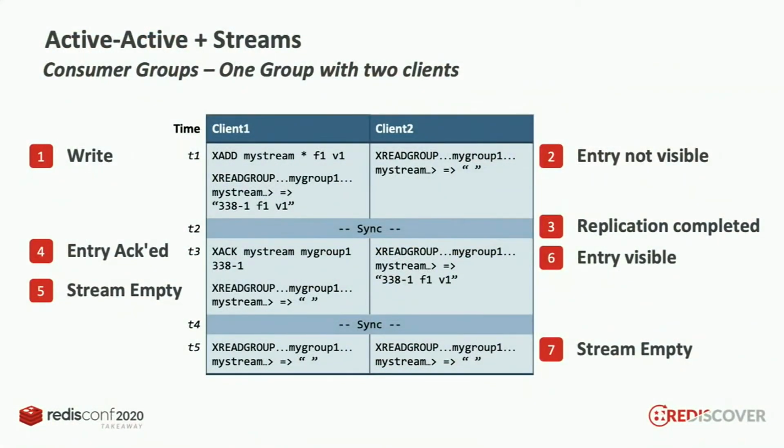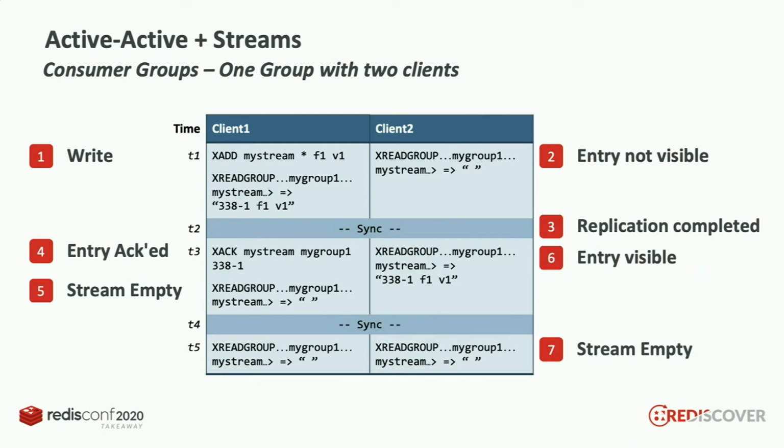So what does it look like if we combine these two technologies together? Well, this is a bit sort of complicated to follow, but let me try and walk you through it. So we have two clients, client 1, client 2. These can be in two separate clusters that are linked together with active-active. So we see on step 1, an add to that stream takes place, and a read can occur, and you can see that value that's being added.